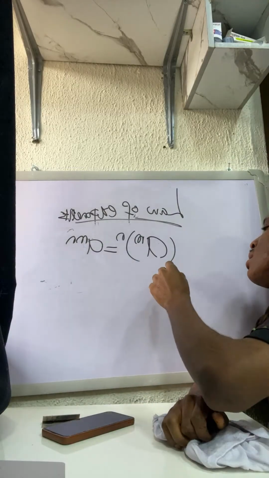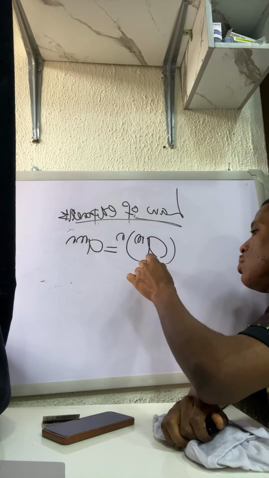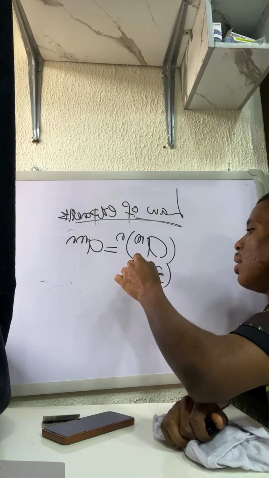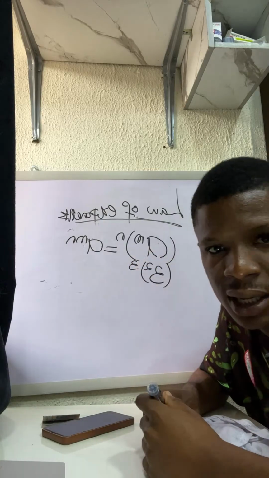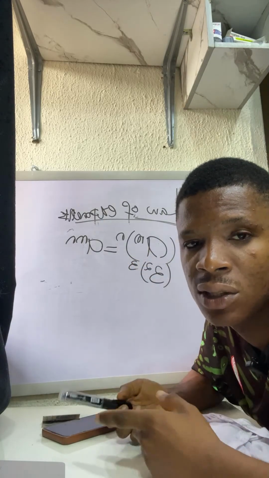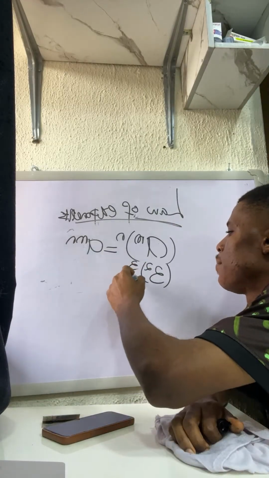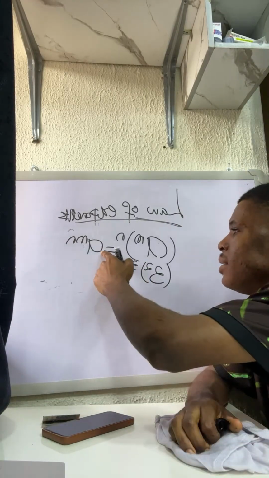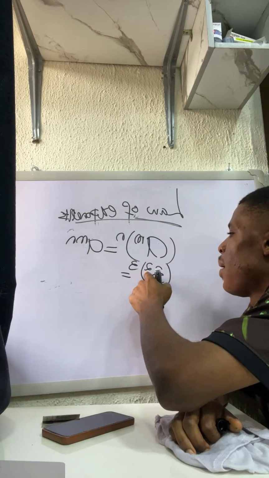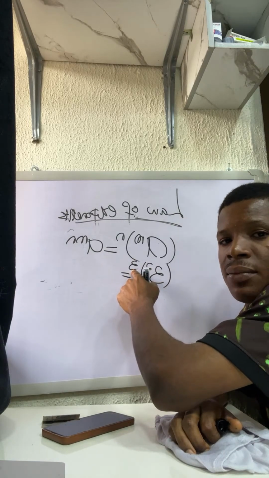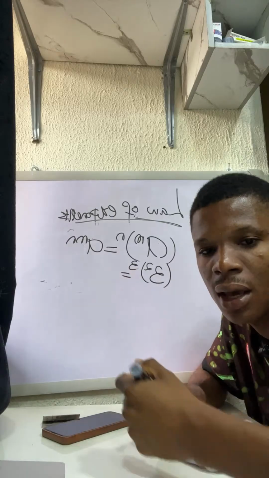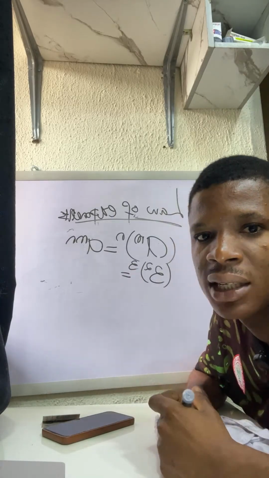Let's take, for instance, 3 power 2, then raised to power 3. This is very simple. Do you know why we apply this rule? This is just 3 power 2. You are multiplying it 3 times because this is the exponent.